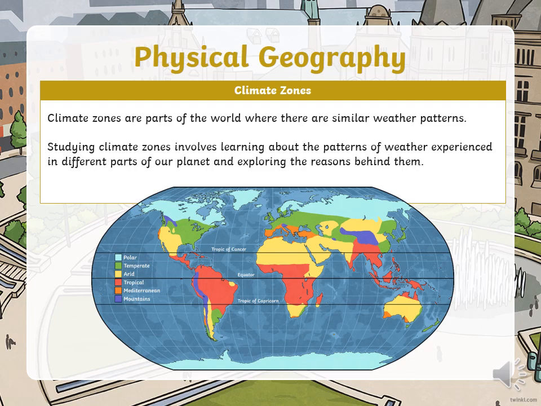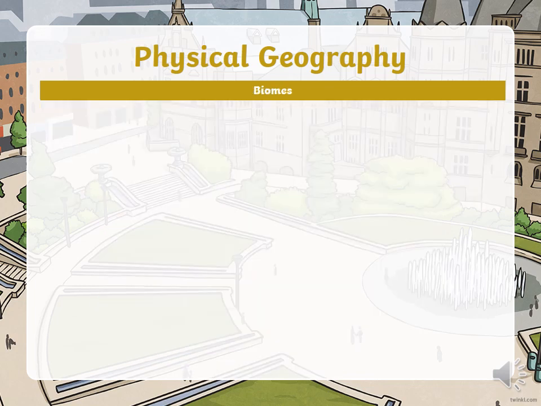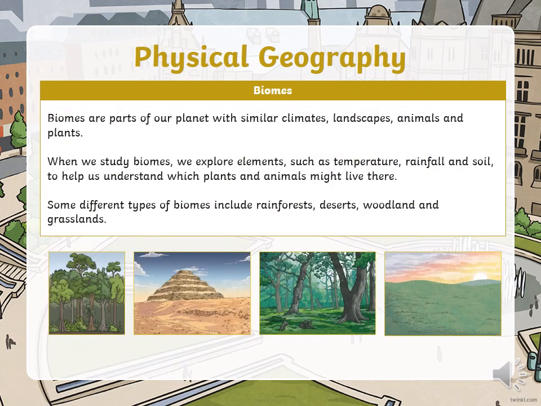So this is something else you study, different climates. You've heard of ones like the rainforest. You may have heard of the savanna when we were studying that, which is grassland. Or you may think of deserts and things like that.